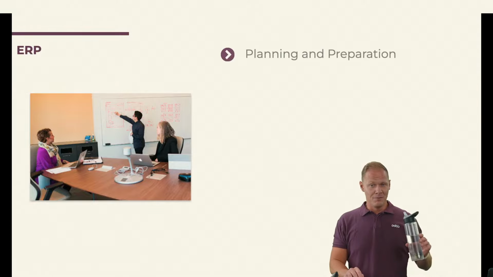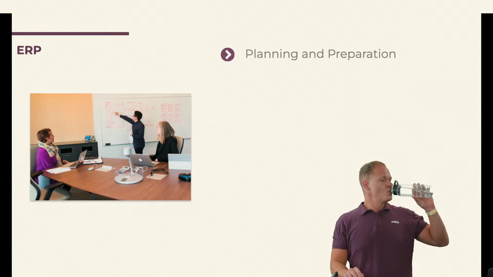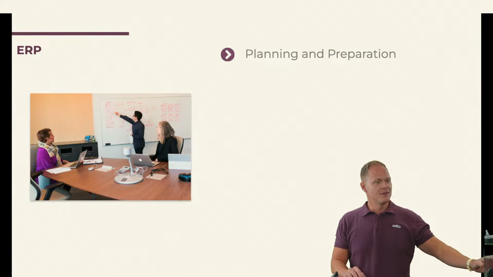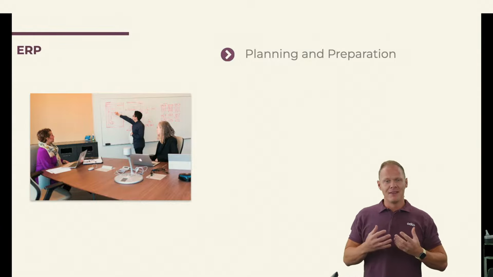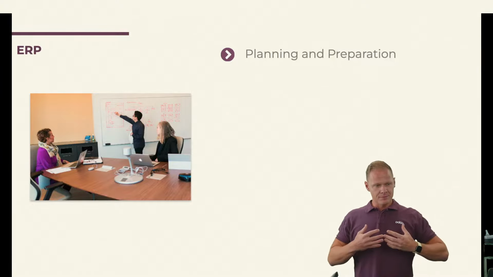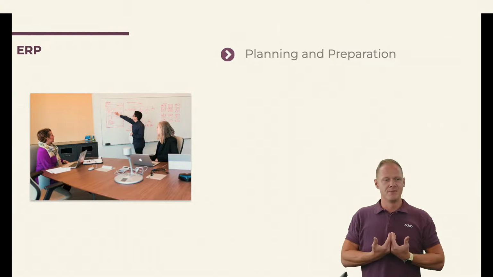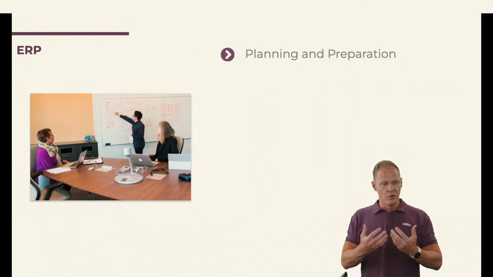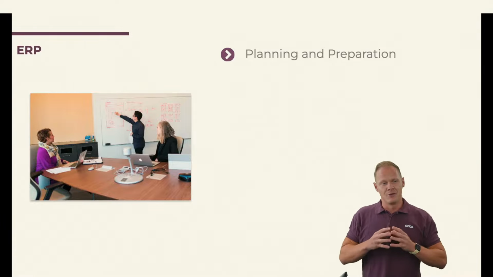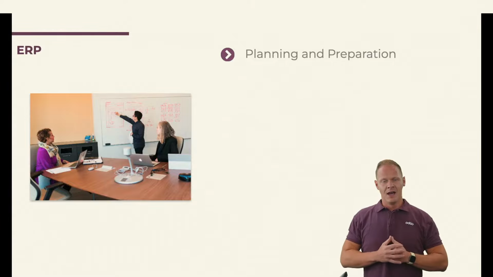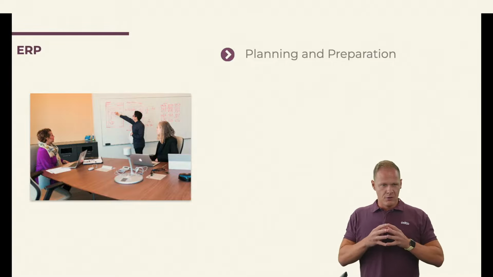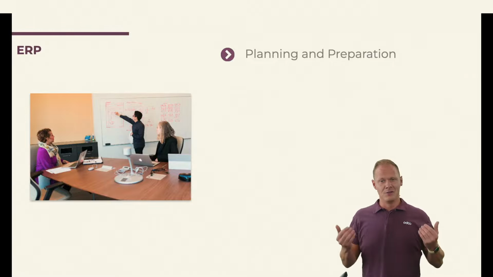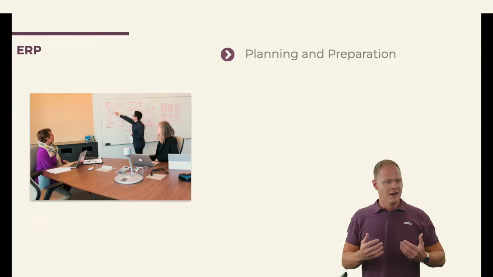The first one would be planning and preparation. So that means that when we are implementing an ERP, it involves a lot of assessment of the organization's needs, the setting of goals and objectives, and also ultimately creating a project plan. All key stakeholders need to be identified, and they need to be involved in this process.